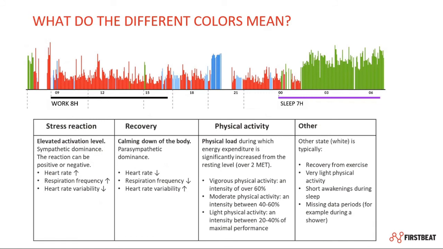There can also be some short awakenings or segments during sleep, maybe restless periods that can't be clearly identified as red or green. And so then that might be a little bit of white. And it's normal to have some of those segments in the graph as well.